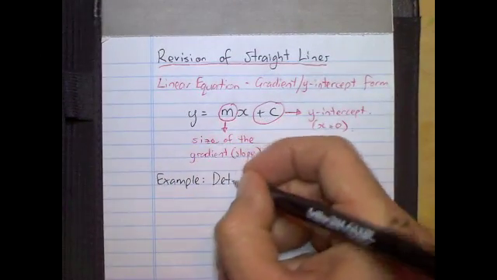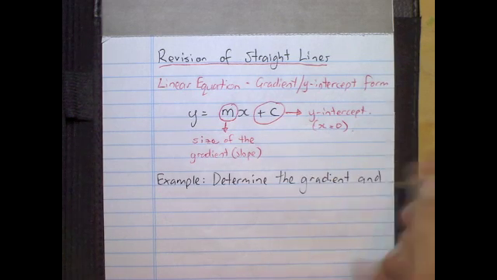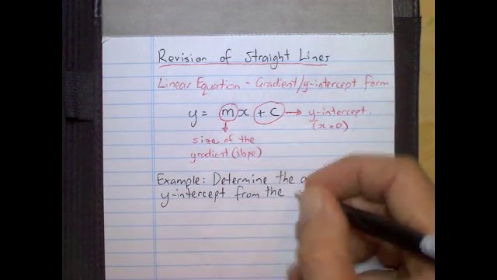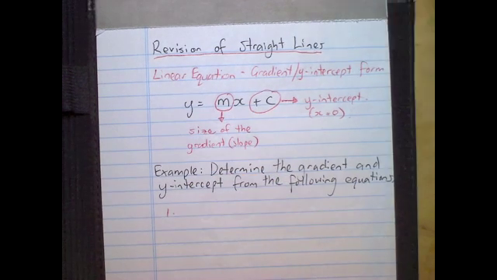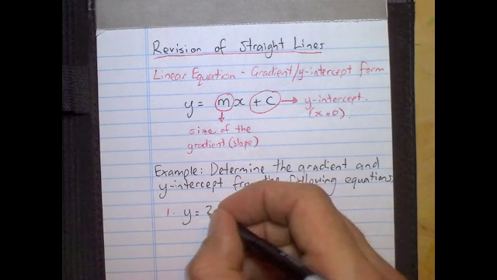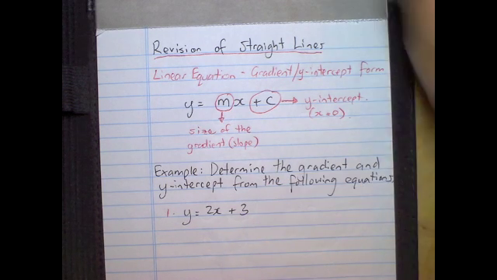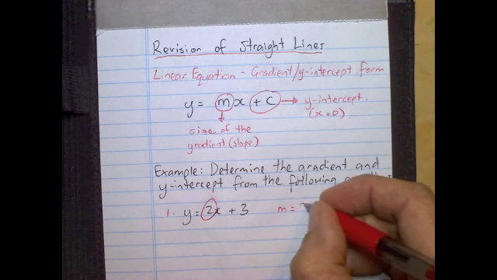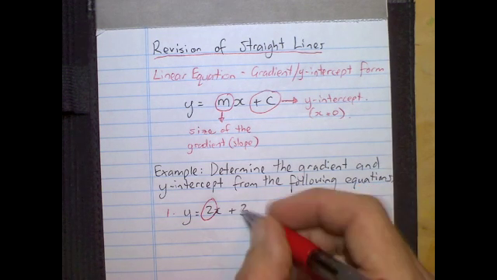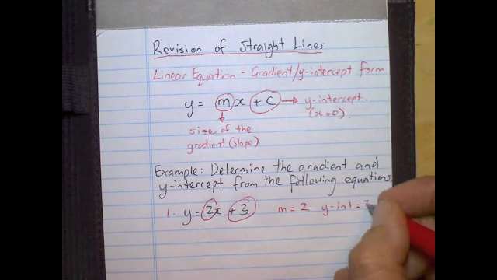Okay, so let's look at an example. Some of the types of questions we get is something like this. Determine the gradient and y-intercept from the following equations. Okay, given the first equation, y = 2x + 3. Our gradient there is the value in front of x, which is 2. And our y-intercept there is the constant by itself, or the number by itself, which is 3.